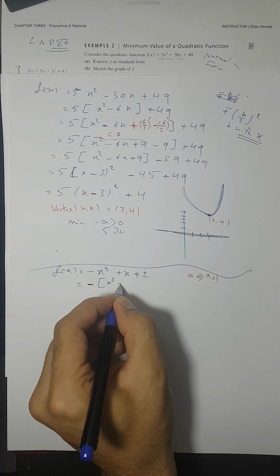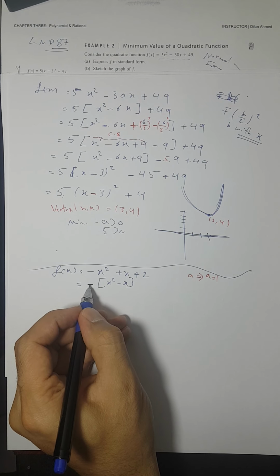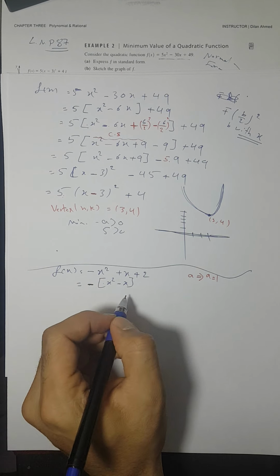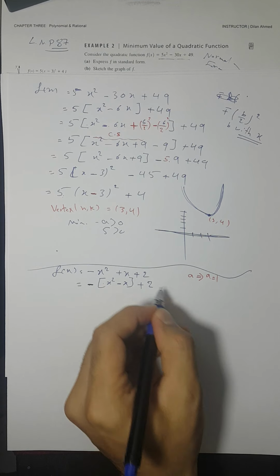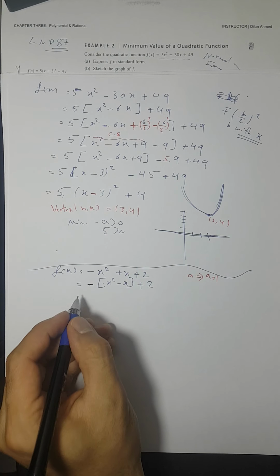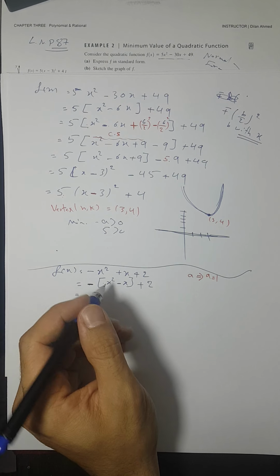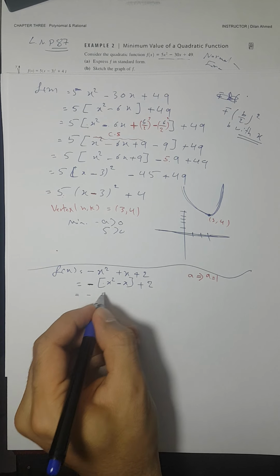So I'll get x squared minus x. You know why? Because minus multiply minus, I will get plus. So negative multiply positive, negative x squared, negative negative, positive x. Now we have plus 2. Always you will take that 2 outside, the third term outside in the trinomial. We will leave the third piece. Okay, now I have what?